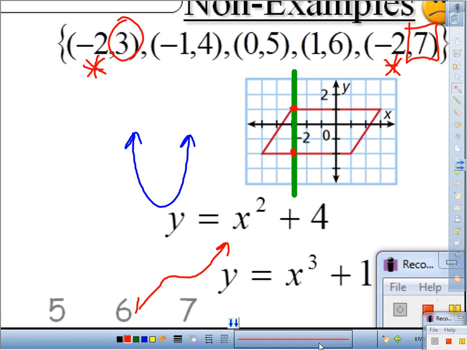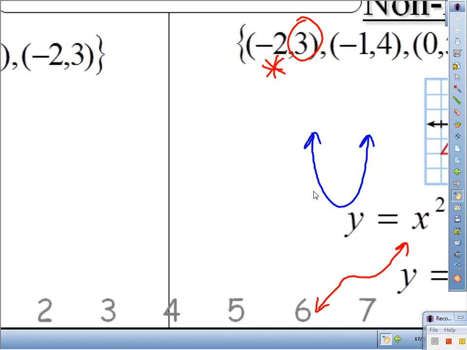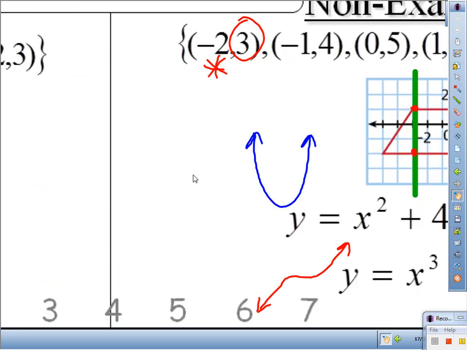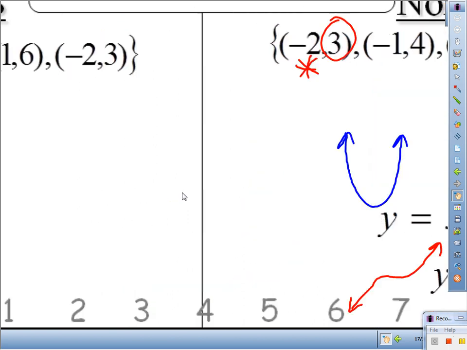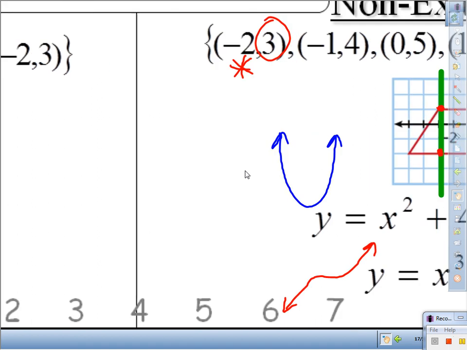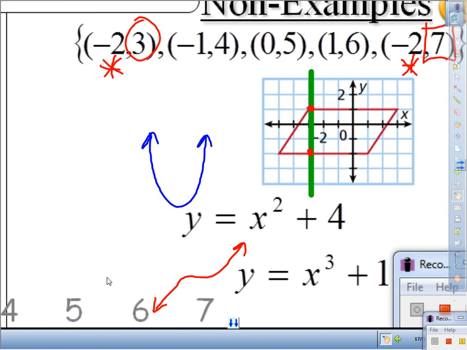Tell your neighbor why those are not linear functions. Because they're not straight lines. Is that correct? Now, if I was to ask you without the graph, how can you tell if these are not linear functions? Look at these. And look at these. And look at those. Talk it over with your neighbor. Tell them why.